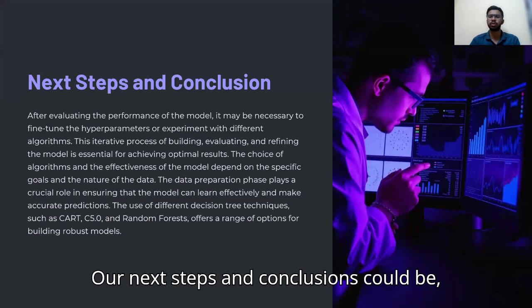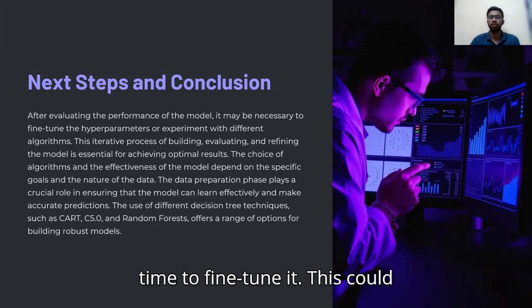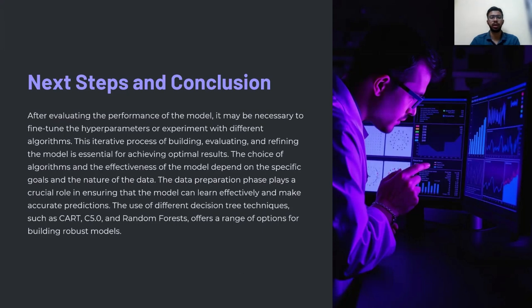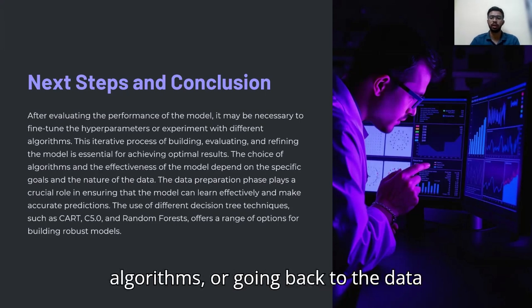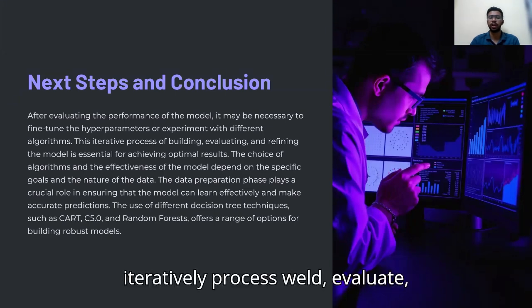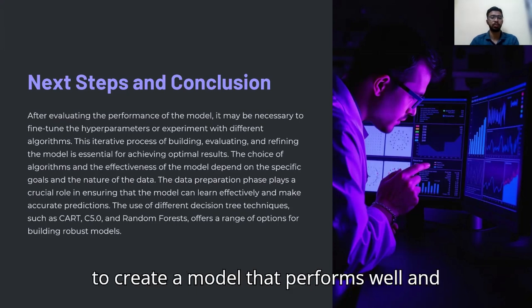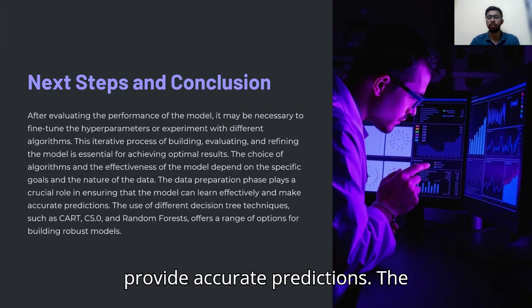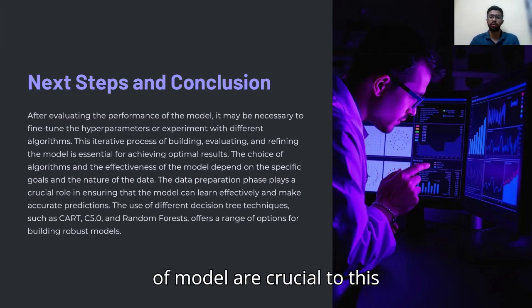Our next steps and conclusions: once we have evaluated our model, it's time to fine tune it. This could involve adjusting the hyperparameters, trying different algorithms, or going back to the data preparation phase. It is an iterative process: build, evaluate, and refine. Ultimately, the goal is to create a model that performs well and provides accurate predictions. The preparation of your data and the choice of model are crucial in this process.